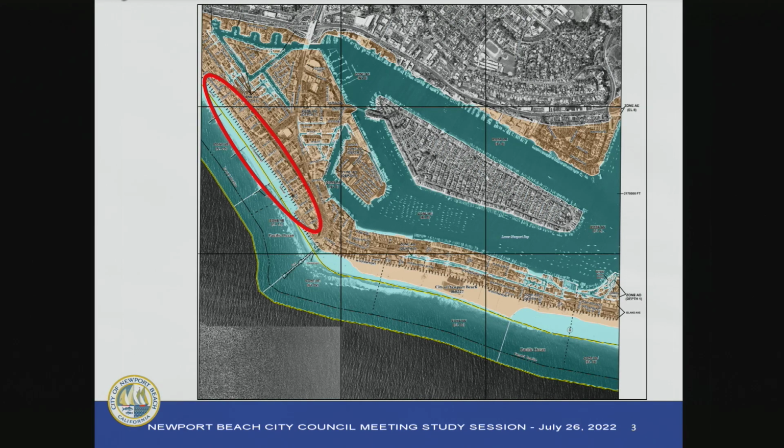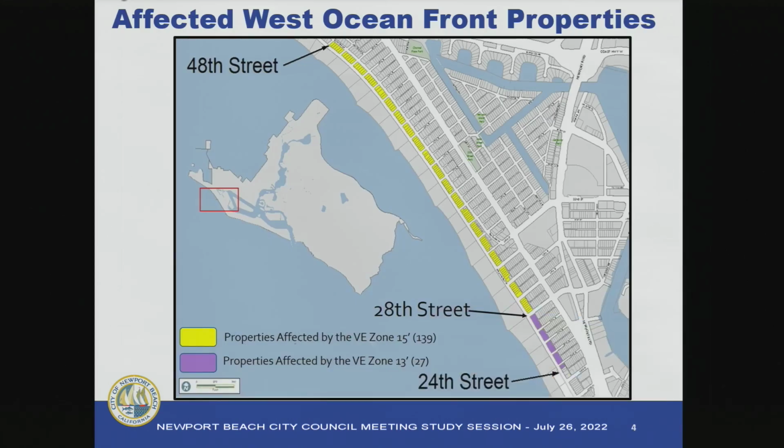I circled a portion on the coast, on the beach side, on the peninsula, and those properties, which I'm going to zoom in on next, are subject to flooding by waves. So these are waves created by storm surge that have a higher percentage of actually hitting homes that are on the beachfront. And so we have about 166 properties from 48th Street all the way down to 24th Street. All these properties are mapped in the flood zone. And these are not your standard flooding that we have maybe on Balboa Island, but these are subject to waves.